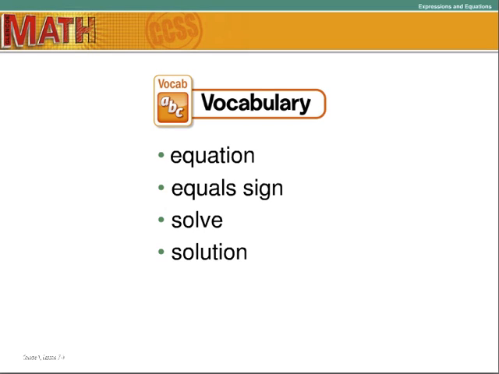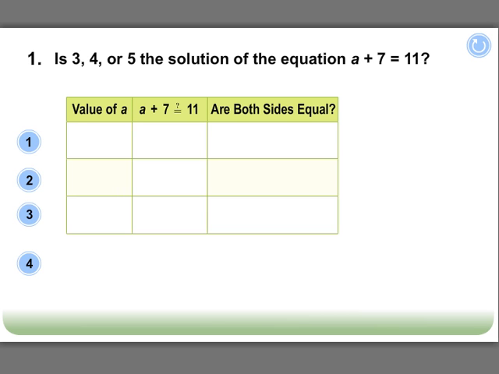Here's our vocabulary. Can you please, in your notebook, define equation, equal sign, solve, and solution? Is 3, 4, or 5 the solution of the equation a plus 7 equals 11?